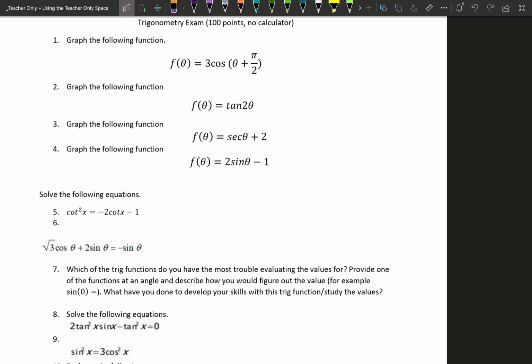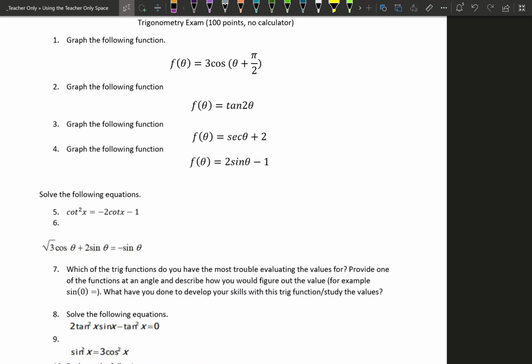Hello, today we're going to take a look at the trigonometry exam, talk about what the correct answers to all of these problems are, and talk about some common mistakes that were made by enough students for me to call them common mistakes, so that we can avoid making those in the future. Let's first start off with the graphs.